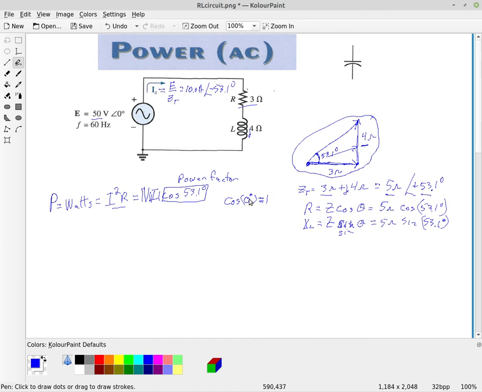A cosine of 0 degrees is equal to 1. On the other hand, if we take the cosine of 90 degrees, then the magnitude of that is 0. So if you had just an inductor or just a capacitor, the angle would be 90 degrees, right? There's a 90-degree phase shift between your voltage and your current in the inductor or the capacitor, and therefore the power factor would be 0, meaning that you are not using any power.